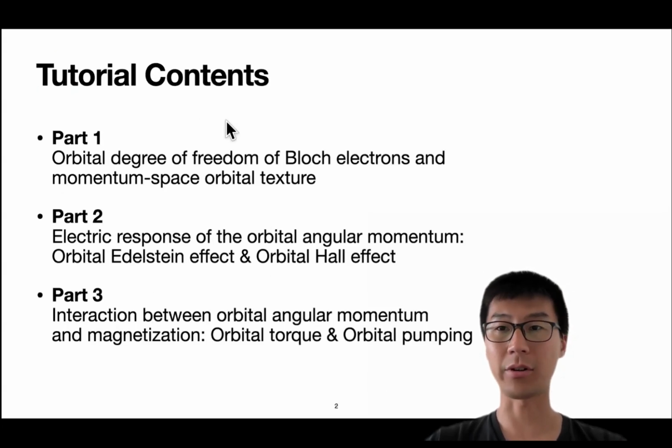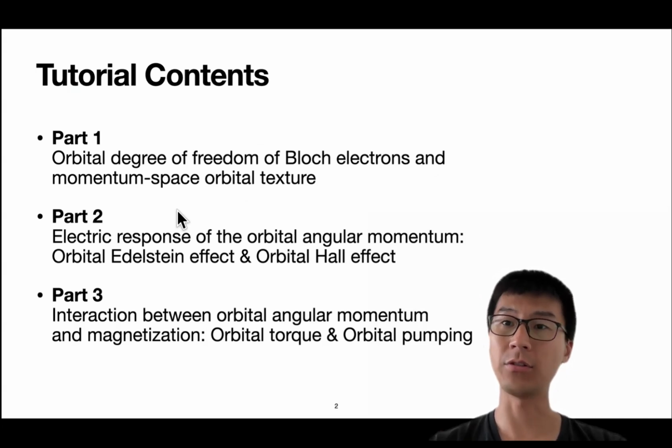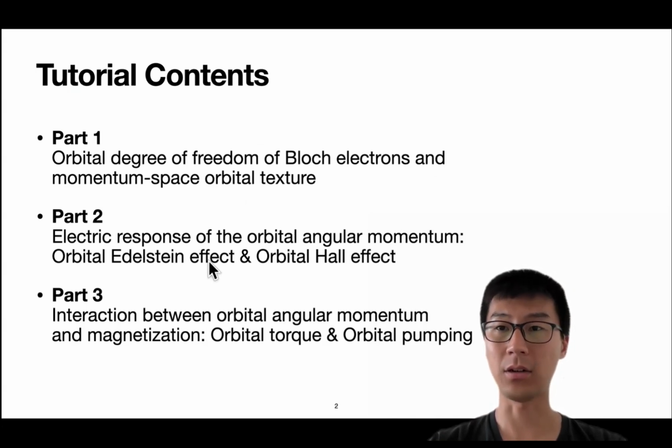This is the first part of the tutorial, part one, where I'm going to explain what we mean by the orbital information of Bloch electrons. And I'm going to explain what the orbital texture is. In the second part, we focus on the electric response of the orbital angular momentum and how angular momentum is induced by an electric field in an effect called the orbital Edelstein effect, and also how angular momentum can flow as a current. And this is described by the orbital Hall effect.